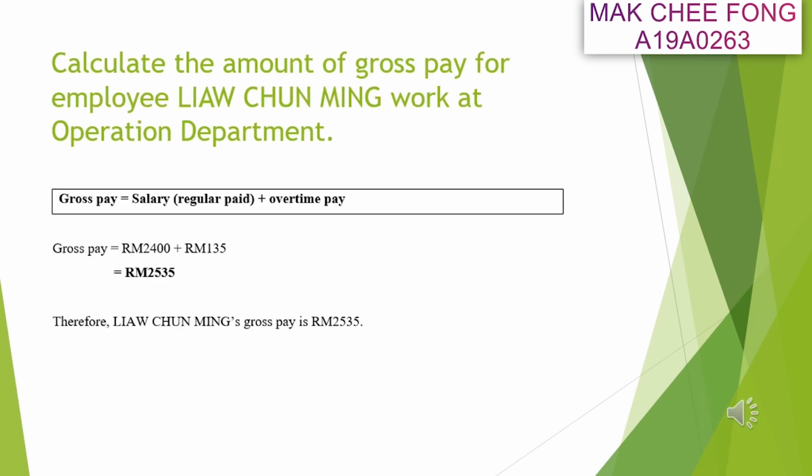Calculate the amount of gross pay for employee Liao Chunming who works at the operation department. The calculation for gross pay is salary, that is regular pay plus overtime pay. So gross pay for Liao is 2,400 ringgit plus 135 ringgit. That is Liao's gross pay of 2,535 ringgit.